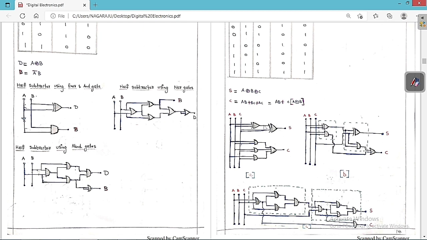So the output is A XOR B and this is C. Therefore finally this is equal to A XOR B XOR C. Then what is the value of C? C is equal to AB. So here you are going to get AB, here you are going to get BC, and here you are going to get CA.